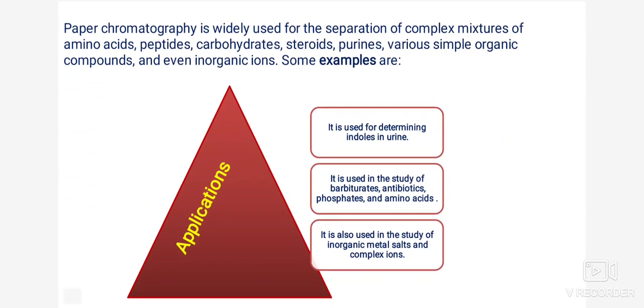Paper chromatography is widely used for the separation of complex mixtures of amino acids, peptides, carbohydrates, steroids, purines, various simple organic compounds, and even inorganic ions. Some examples of applications: it is used for determining indoles in urine. It is used in the study of barbiturates, antibiotics, phosphates, and amino acids. It is also used in the study of inorganic metal salts and complex ions. These are the applications of paper chromatography.